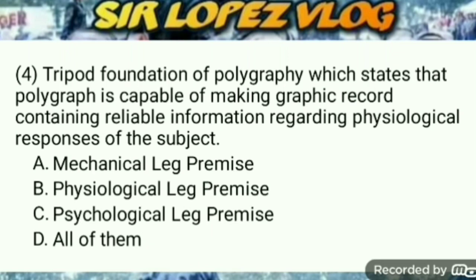Number 4. Tripod Foundation of Polygraphy, which states that polygraph is capable of making graphic record containing reliable information regarding physiological responses of the subject. A. Mechanical leg premise. B. Physiological leg premise. C. Psychological leg premise. Or D. All of them.